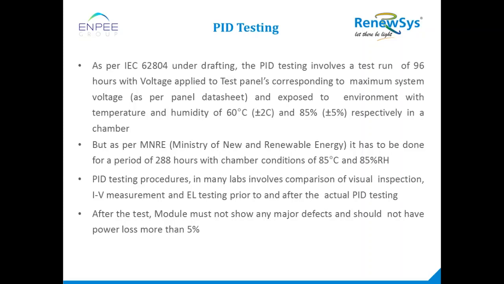Once the module completes 96 hours, typical things to be looked into are the IV measurements, where we look at the fill factors and the drop in the maximum power point. Typically, for a module to pass, the power degradation has to be less than 5%. And we have to look at the EL image to see whether there are any cells which have darkened, particularly on the periphery of the module where the cells are very close to the frame.